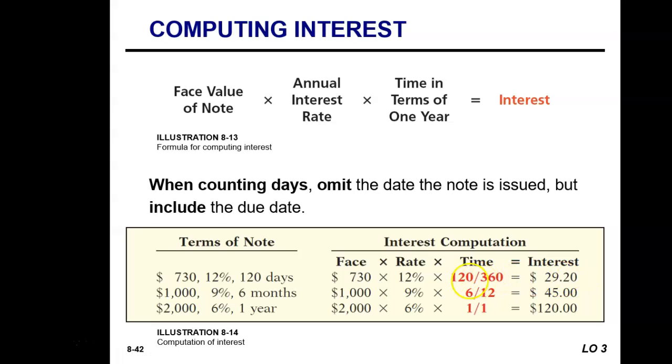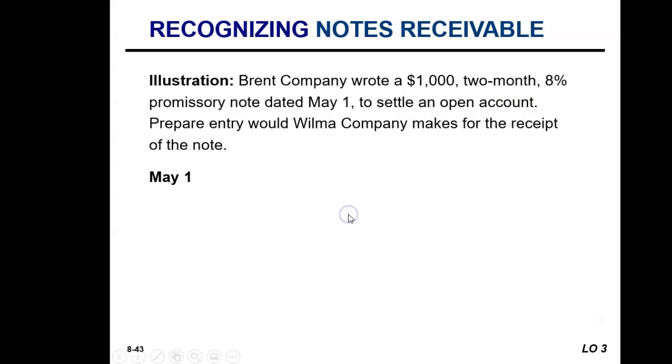All right? You would do the same thing for the $1,000. Now, it's a term of 6 months, so it's going to be 6 over 12 in terms of months. If it is 1 year, it's just 1 over 1, because these interest rates shown here represent the annual interest rate. So it's principal times rate times time. Okay? So let's go back to our note. We have this note for $1,000. The note matures in 2 months, and 8% is the annual interest rate.